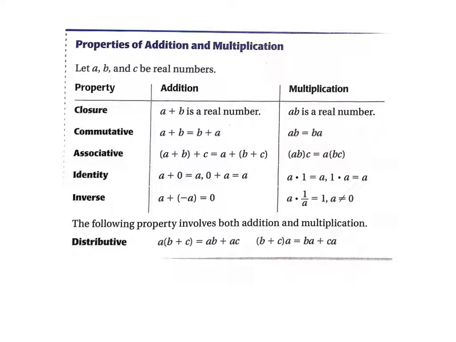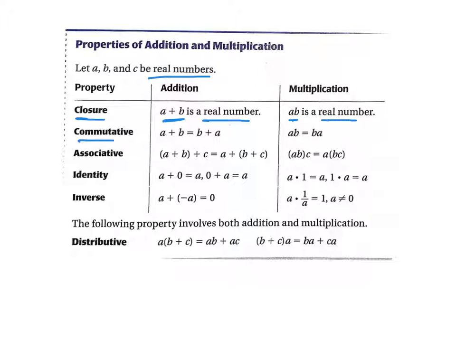Also, today we're going to work on some properties, and you've seen these properties before, but we'll review them for you in class tomorrow and on the video today. First of all, it says everything is real, remember. The closure property just says if you add two real numbers, you get another real number. If you multiply two real numbers, you get another real number. That's pretty obvious, I think.